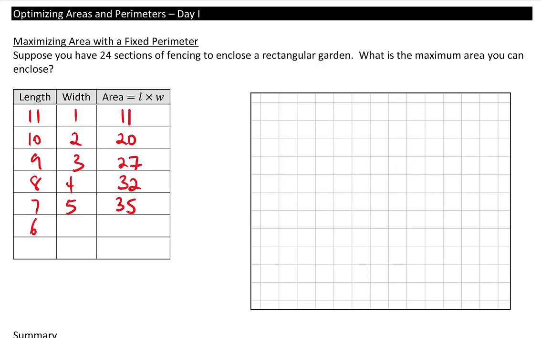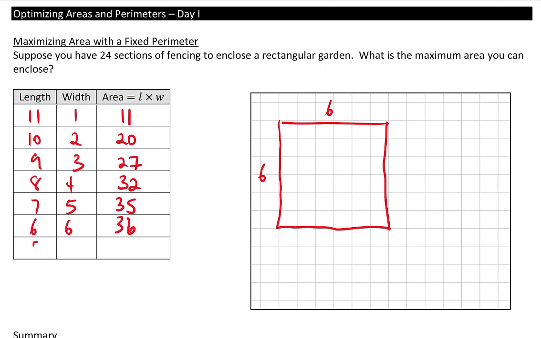And then the next one is going to be a 6 by 6. Which gives us a square. And that one we see has 36. And then you'll see the next one you're going to get is 5 and 7, which is going to give us 35. And we've already done a garden that's 5 by 7 right there. So those two are the same.